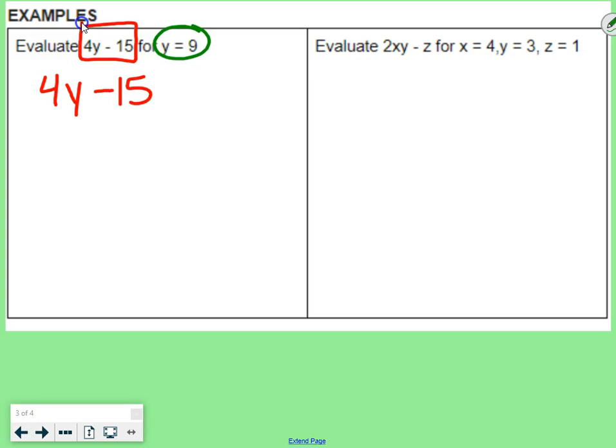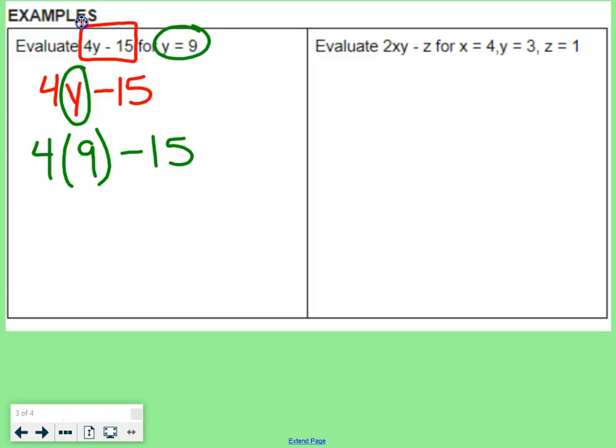Now, we want to evaluate. The first step was to replace the letters with numbers. So we're going to replace this letter with its number, which is 9. When we replace the number, we're going to put it in parentheses. So I have 4 parentheses 9 minus 15.